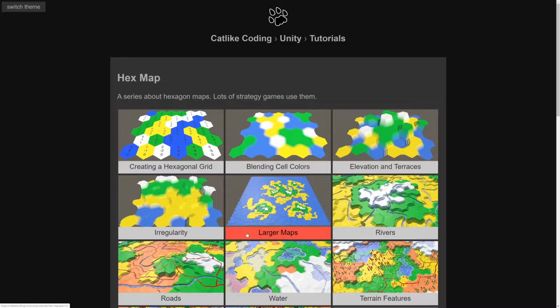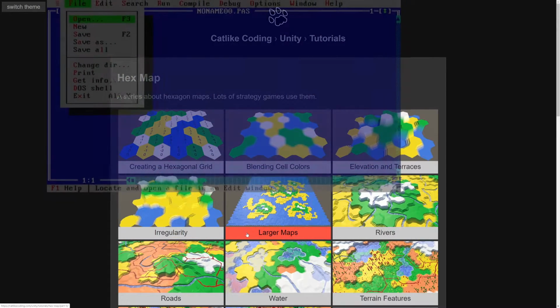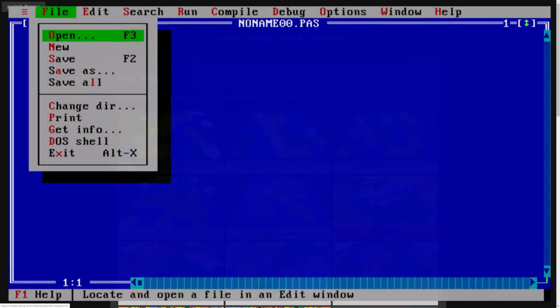Oh, I remember how frustrated I was years ago when I could only allocate enough memory for about 3 times the screen resolution in Turbo Pascal.